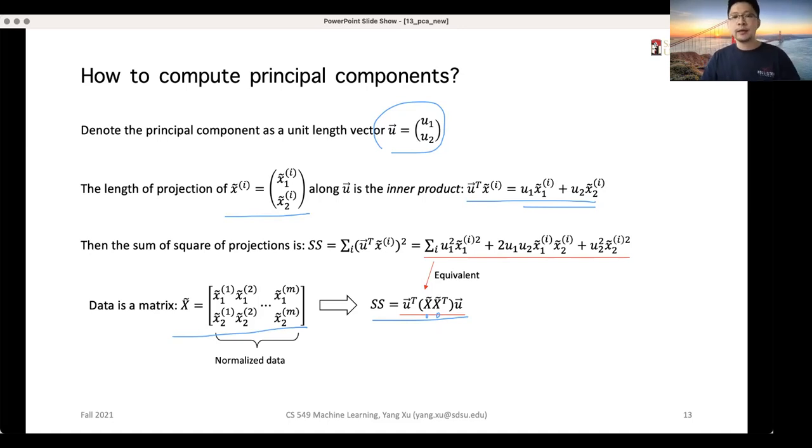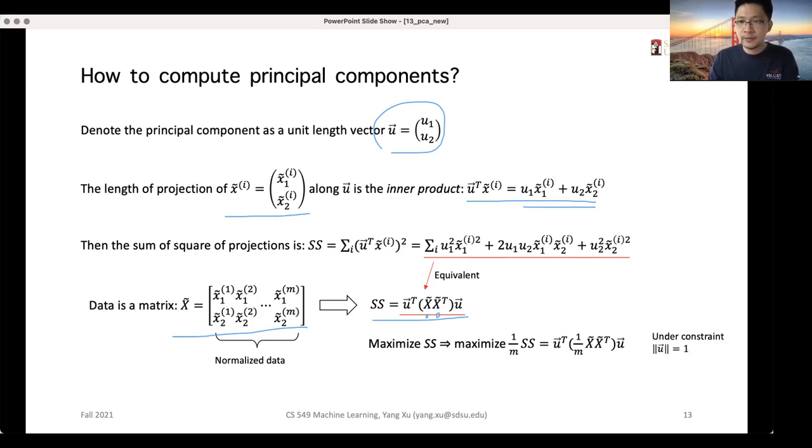So if we represent the sum of squares with this matrix multiplication form, then what we want is to maximize it, and we give it a 1 over m as a normalization term. So it becomes a very typical constrained optimization problem. Okay, and our constraint is that u is a unit length vector.